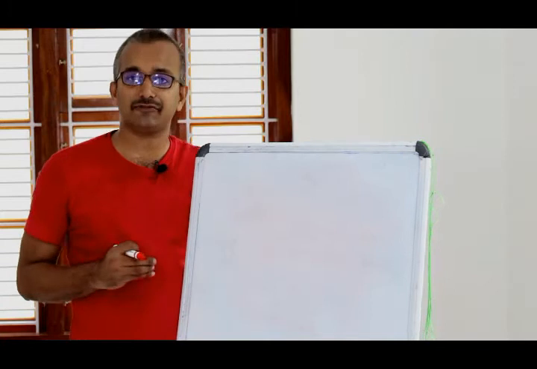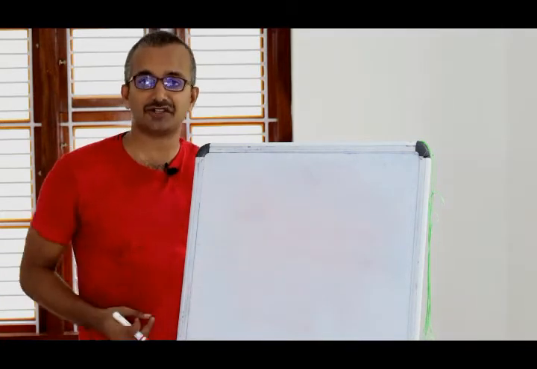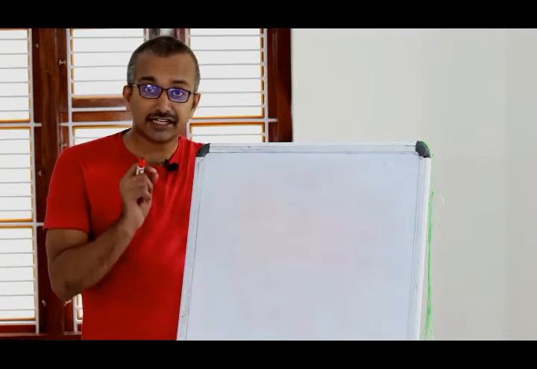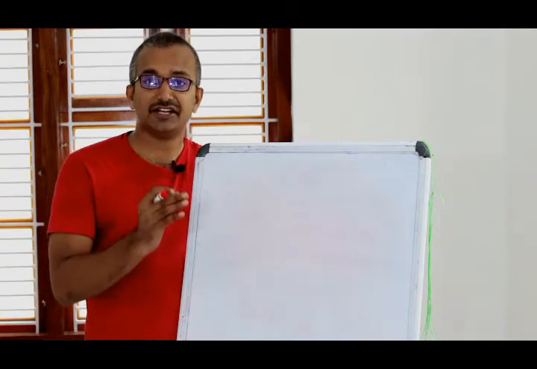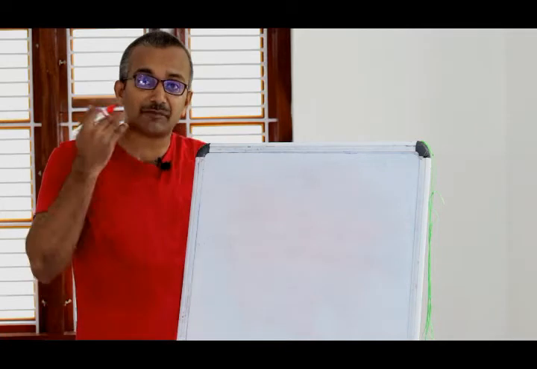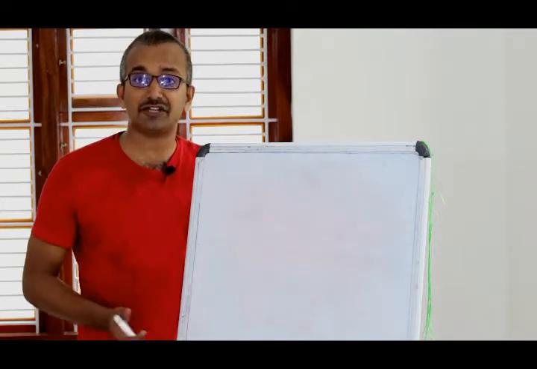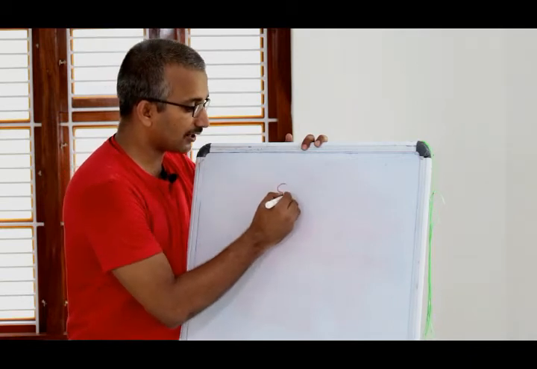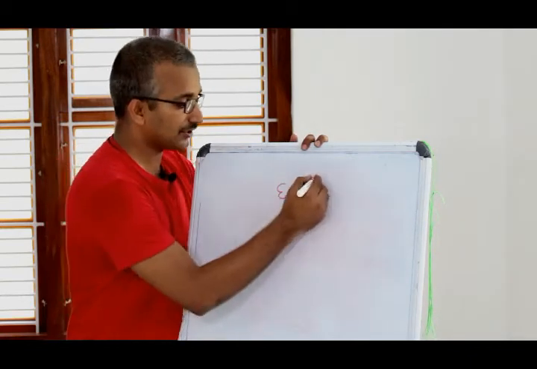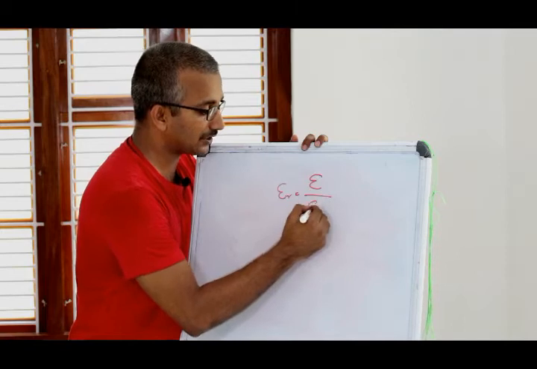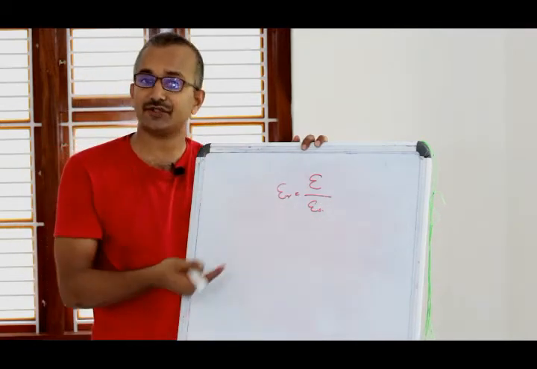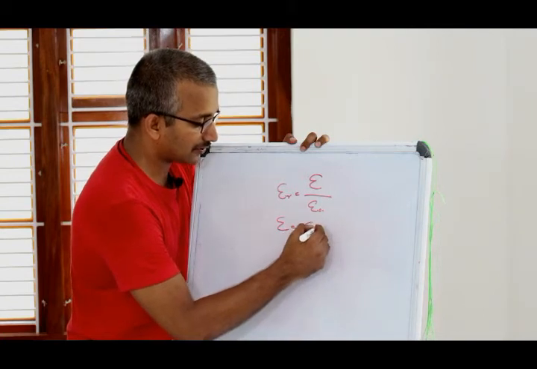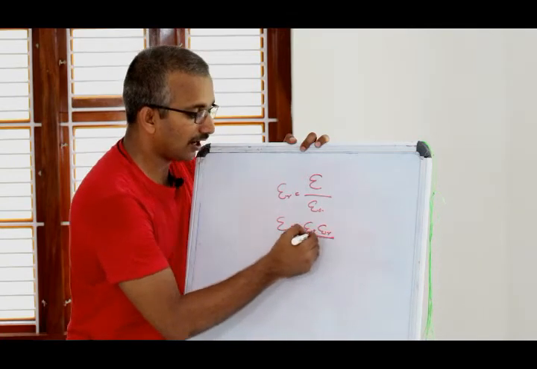We have to have a small knowledge about another constant ratio called relative permittivity. Relative permittivity of a medium is the ratio of the permittivity of the medium to the permittivity of free space, which can be denoted using the letter epsilon r. Epsilon r is equal to epsilon by epsilon 0. This is a ratio and doesn't have any unit. Epsilon is equal to epsilon 0 epsilon r.